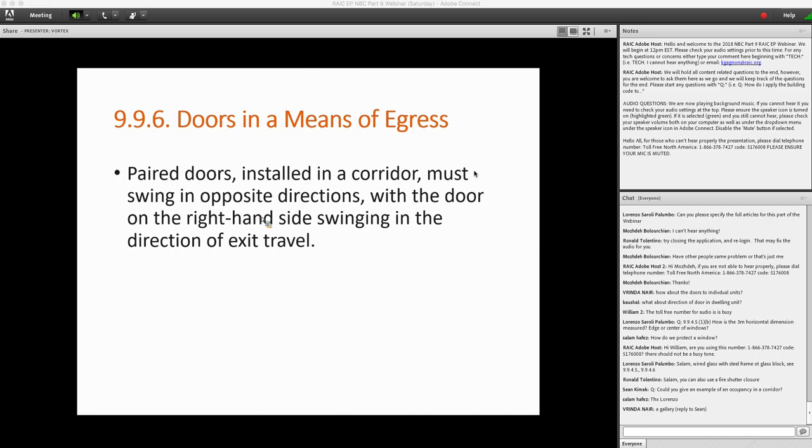So if you have a door in the corridor, there has to be a means of ensuring that occupants can easily get to either exit. And how you do that is, if you have a paired door, you swing the doors in opposite directions, with a door on the right hand side swinging in the direction of exit travel.